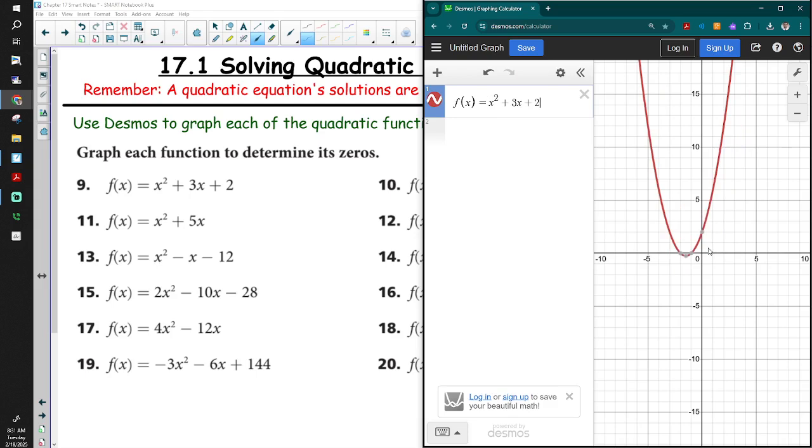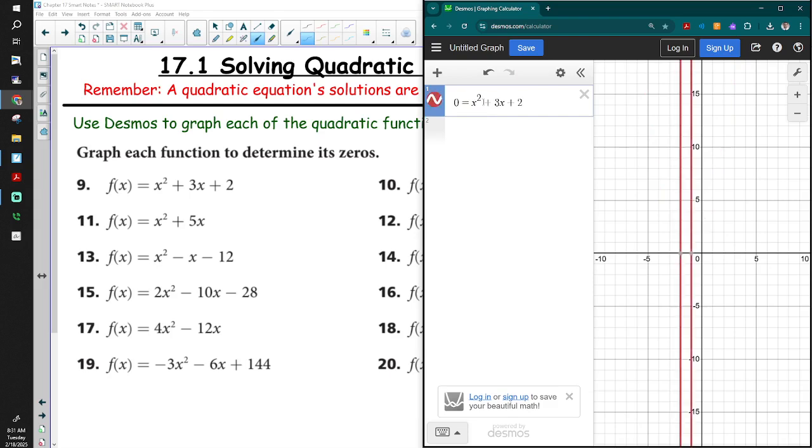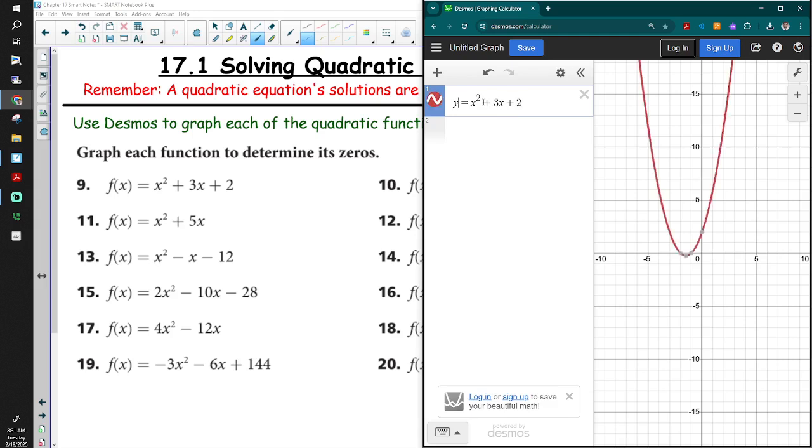And there I see my parabola. Remember, the graph is called a parabola. The equation is called a quadratic. So here's my parabola. I can type it in with the f of x. Watch this. You can type it in instead of f of x. I can put a 0 instead. Or I can type in a y. Or I don't even have to type in the equal sign. There's many ways to do it.